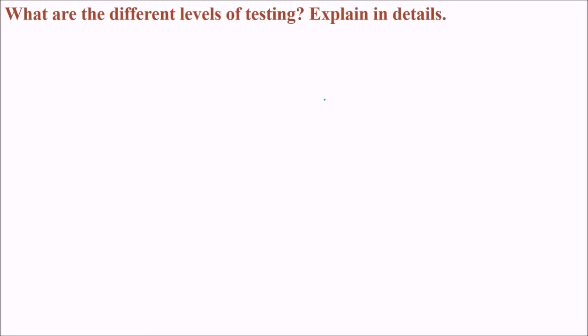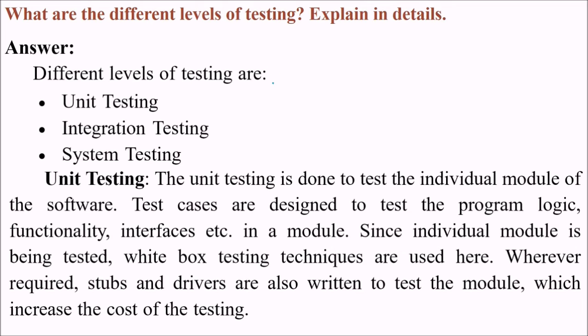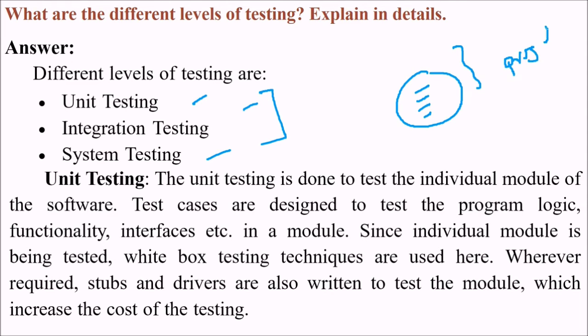Then, what are the different levels of testing? Explain in detail the levels of testing. The different levels of testing are unit testing, integration testing, and system testing. In unit testing, individual modules of the software are tested, and test cases are designed to test either the programming logic, that is white box, or functionality, say black box, and interfaces in a module.